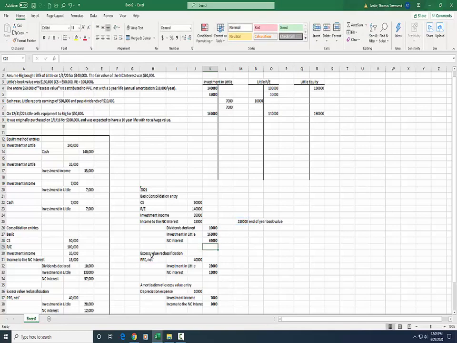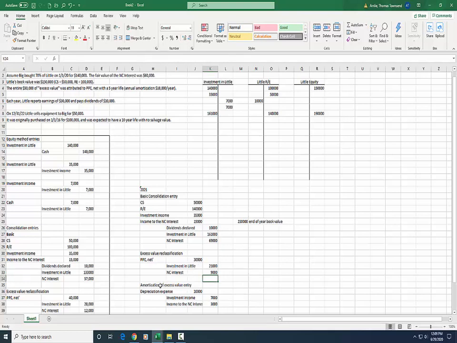Okay, now we need to do the excess value reclassification entry. And again, initially the excess value was $50,000 at the start of this process. We were amortizing that at $10,000 per year. So at the end of the first year, it's down to $40,000. Now it's down to $30,000 because again, we're chipping away at that at $10,000 per year. And again, we ask ourselves, who owns that $30,000? Well, we, the parent company shareholders, own 70% of that. The non-controlling shareholders own the other 30% of that.